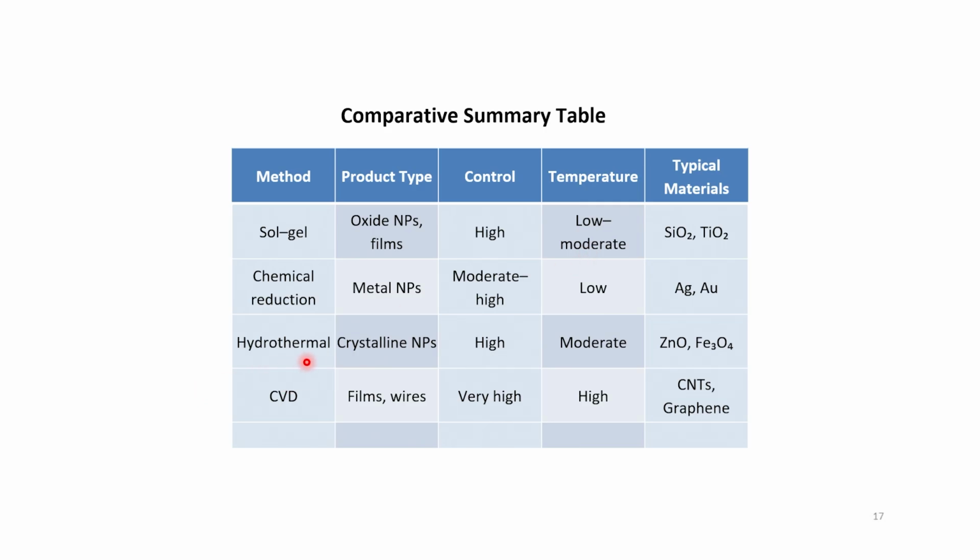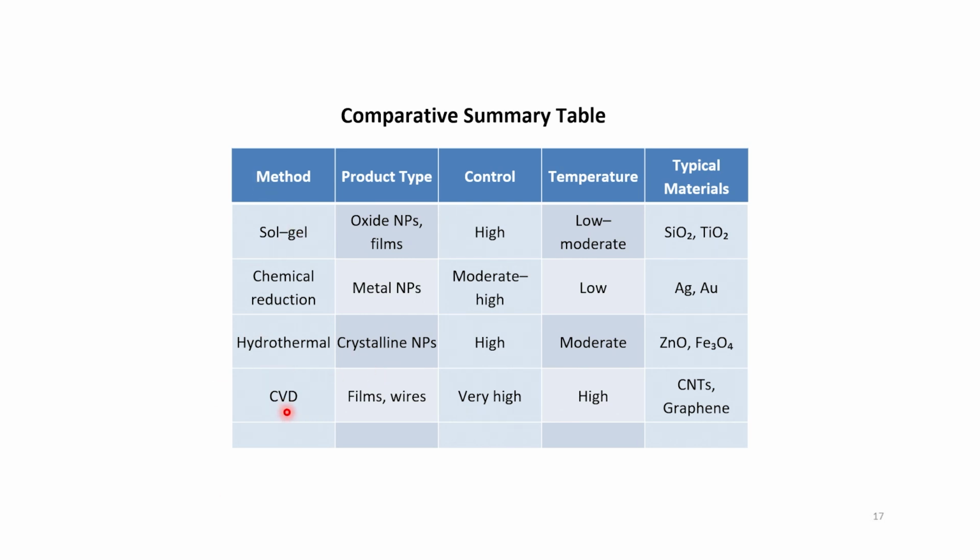So there can be hydrothermal method, which is used to synthesize crystalline nanoparticles. So we use this for creating carbon dots. So control is high. You have a precise control over what you are synthesizing. Temperature used is moderate as compared to other methods. And typical materials are zinc oxide or iron oxide. So you want to create iron oxide nanoparticles, you are using hydrothermal methods. You want to create carbon dots, you are also using hydrothermal methods. So these are the methods.